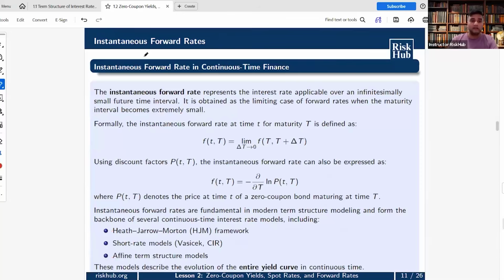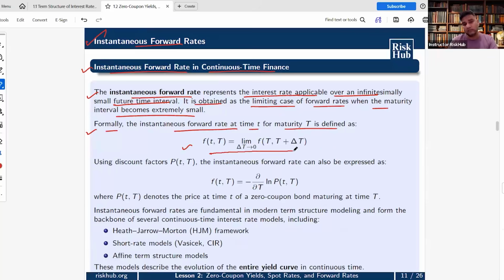Then we get into the next part, slide number 11, instantaneous forward rate in continuous time finance. The instantaneous forward rate represents the interest rate applicable over an infinitesimally small future time interval. It is obtained as a limiting case of forward rates when the maturity interval becomes extremely small. Formally, the instantaneous forward rate at time t for maturity T is defined as follows.